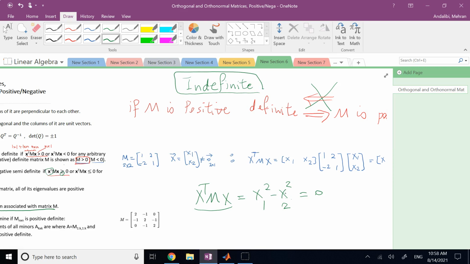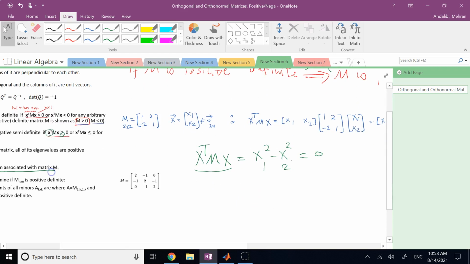Could be non-zero, and the solution of x transpose M x could be what? Bigger than or equal to 0 for non-zero x1 and x2. Like what? If I have a case, for example, let's say M is 3 by 3, so x has 3 components. I have a case like this: x1 minus x2, the whole thing squared, and then plus x3 squared.